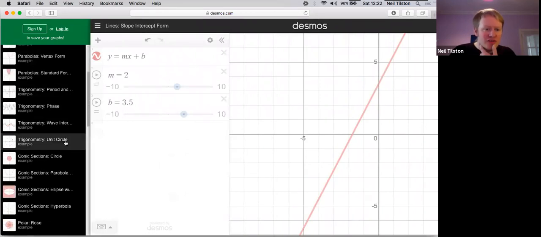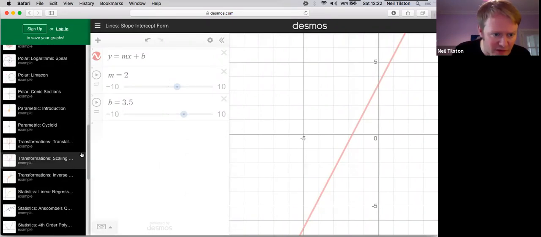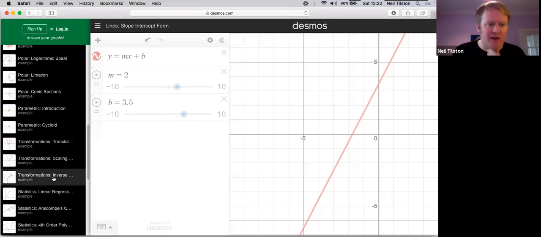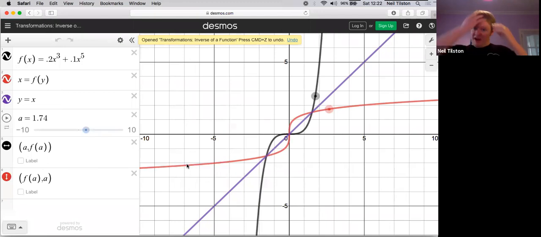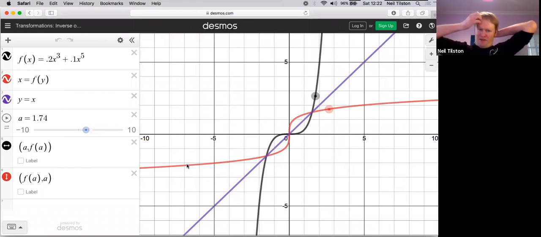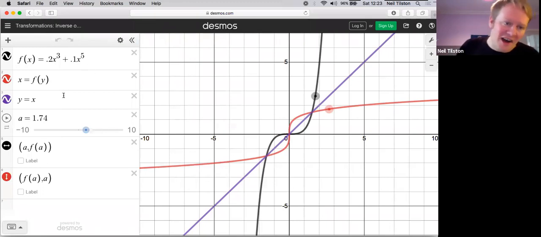Another one I used this year, I don't have a National 5 class this year, but I have a higher class. And one I showed them is this, the inverse of a function that comes as standard in that bank there. And I really like this one, the way DESMOS has created it. It's really quite neat the way it shows it. You can change the function up here.